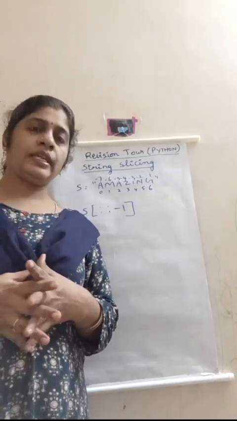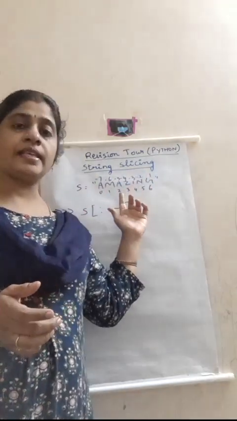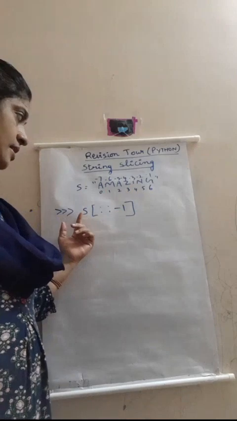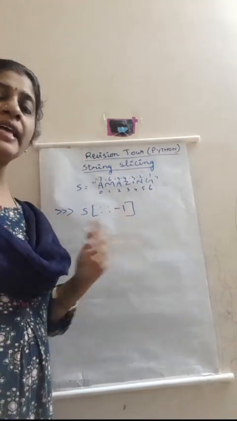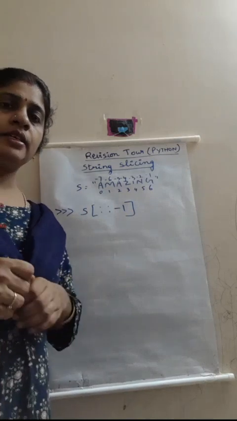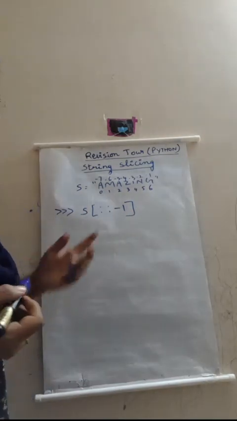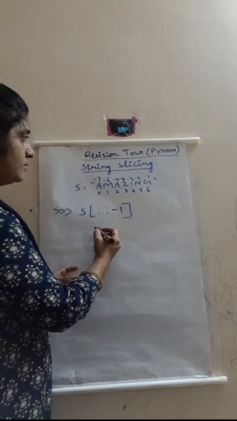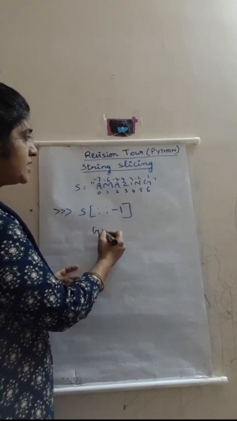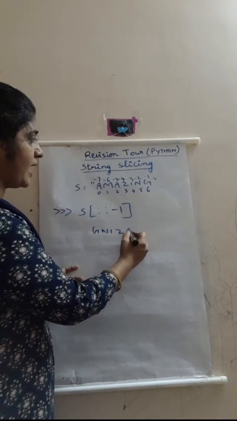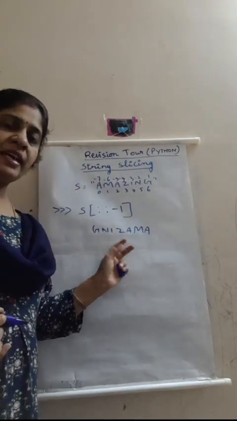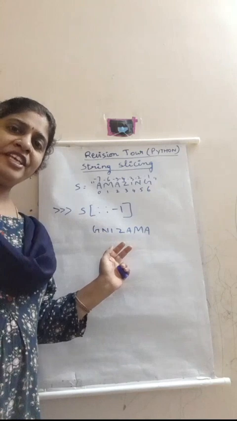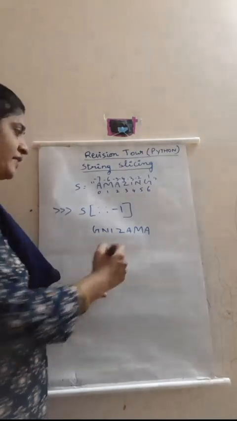Now, let us consider the string s is amazing, and if I write s of two colons and minus 1, what would be the answer in this case? The answer would be the reverse string: GNIZAMA. So you can finish reversing a string in a single step.